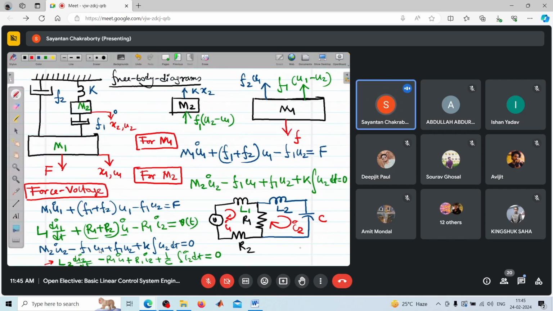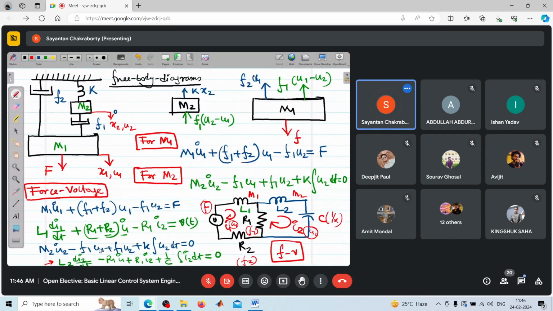So this is the equivalent force voltage analogy of this mechanical system, where this L1 represents mass m1, L2 represents mass m2, this R1 represents F1, viscous friction coefficient F1, R2 represents F2, the capacitor represents the inverse of the spring stiffness, that is 1 by K, and this represents the force F. And I1 and I2 represent the velocities u1 and u2.